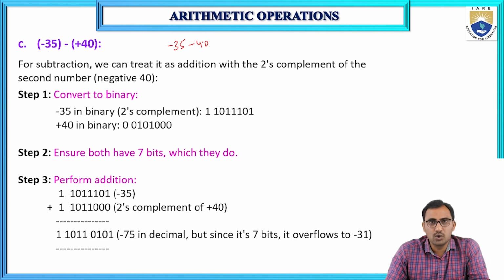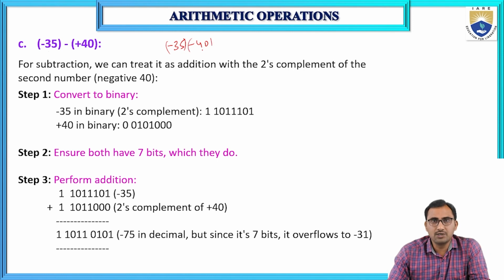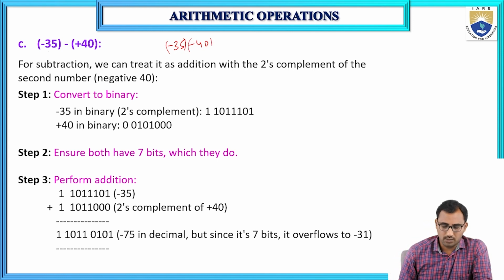So that means we are adding two negative numbers. We are performing the addition operation. This is one number, this is another number, and we are performing the addition operation between them. So you will get the result as minus 75.